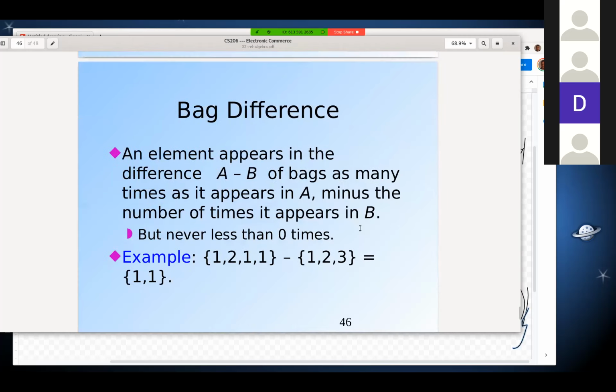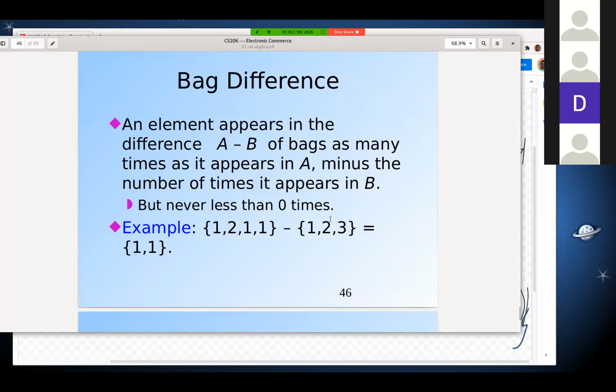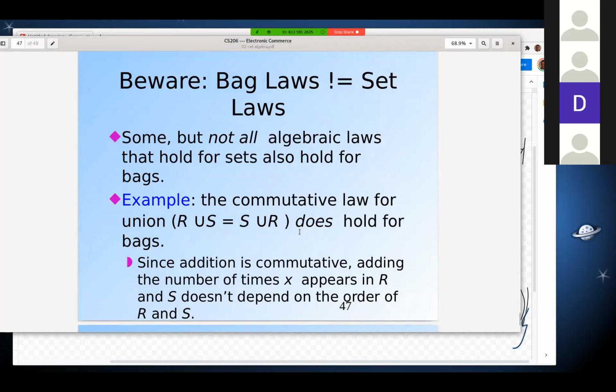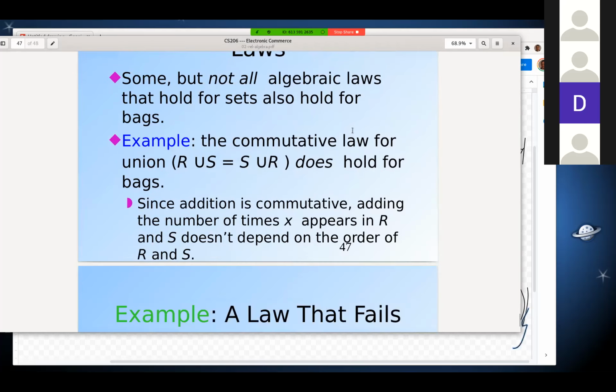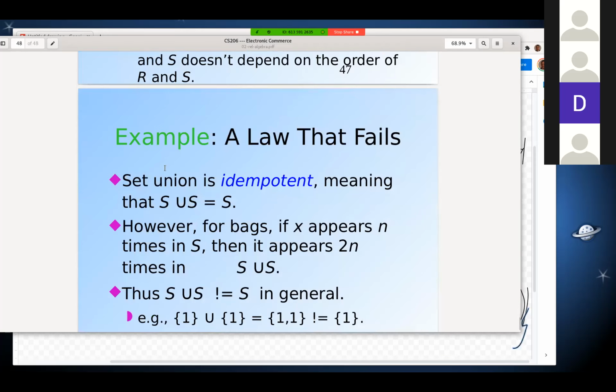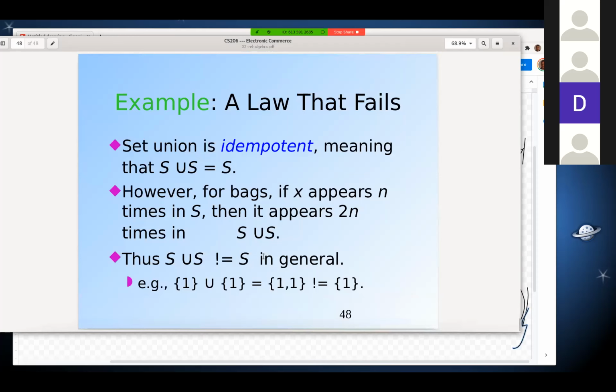Likewise with difference, it's a kind of counting down. This one here knocks out one of the ones, but not the other one, so there are 2 ones here. So clearly, bag laws do not equal set laws. Some of them hold, like commutativity for union, but other ones like idempotency don't. Here's an example of idempotency; it doesn't work for bags.